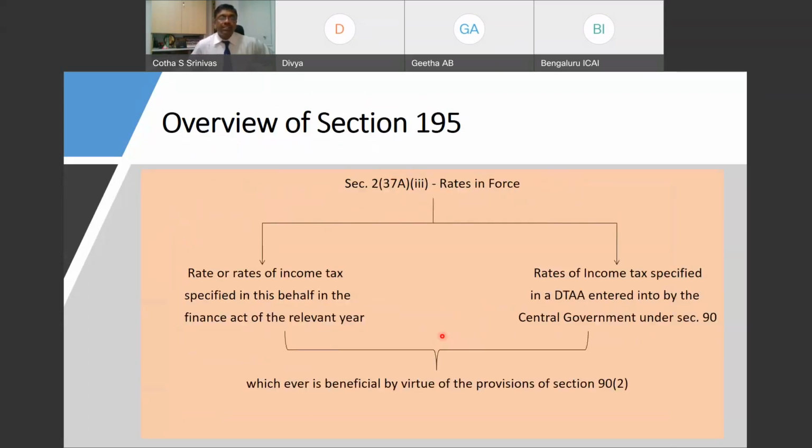Then section 2, subsection 37A, subclause 3, I said rates in force. This is what it says. Whichever is beneficial by virtue of the provisions of section 92, that is, the rates as per the Finance Act, or the rates of income tax specified in the DTA. Whichever is beneficial will be the rates in force.